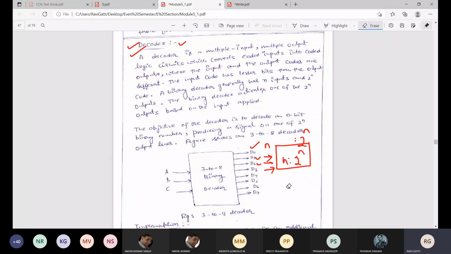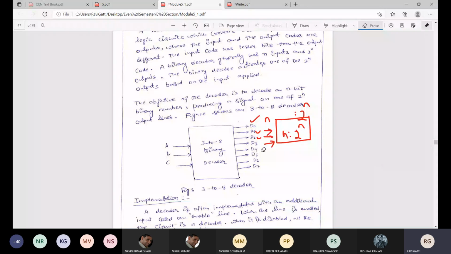Are you able to understand this one, decoder? Pushkar? Yes. Prajwal? Yes, sir. Shashireka is here. Shashireka, are you able to understand? Yes, sir. Okay. So this we call a decoder.